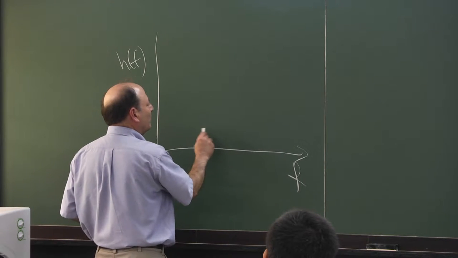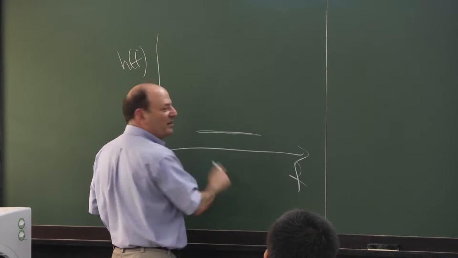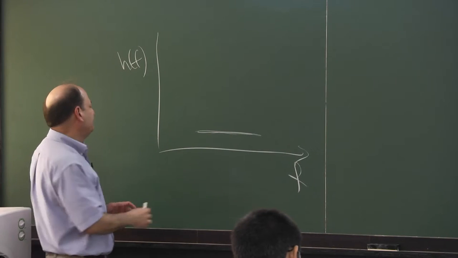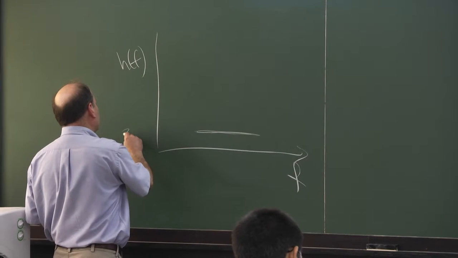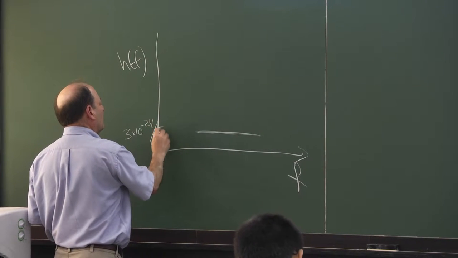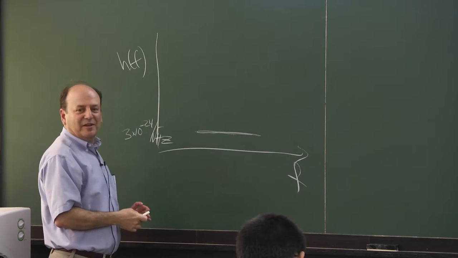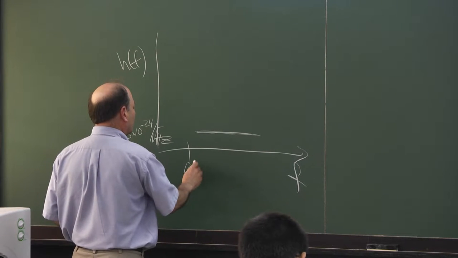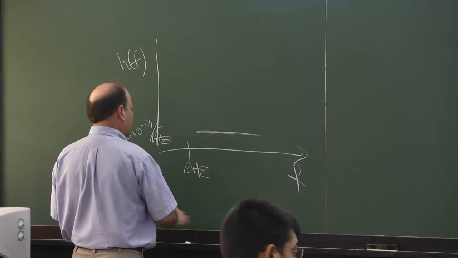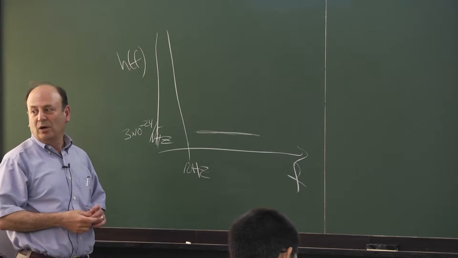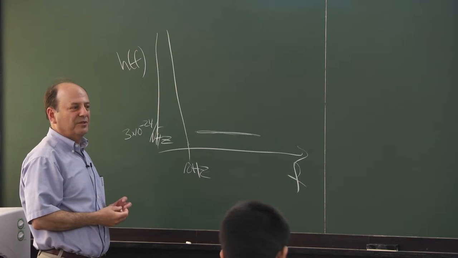And recall that 2 days ago we learned about estimating the shot noise level, and this was, if we did things right, 3 × 10⁻²⁴ per root hertz. And then yesterday we saw that at 10 hertz and lower there's going to be a very steep wall from seismic noise.